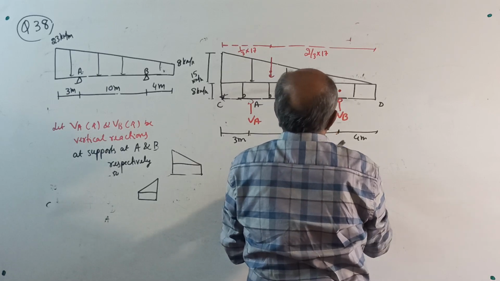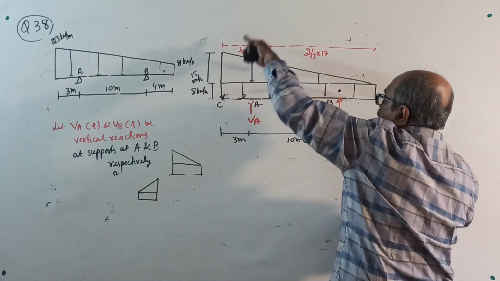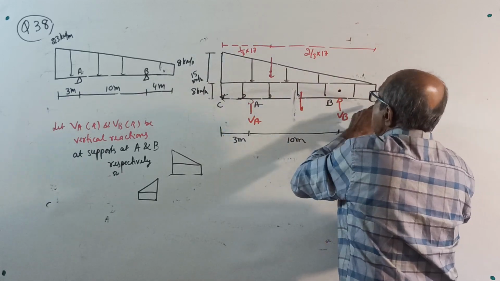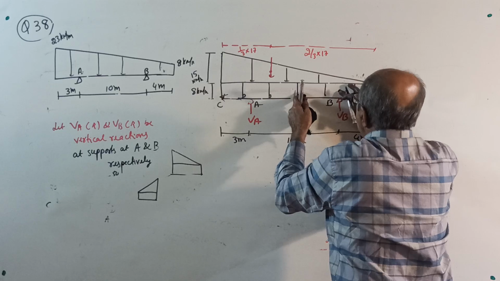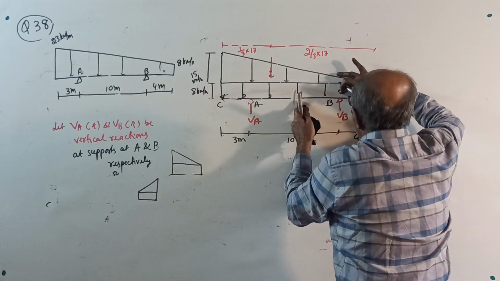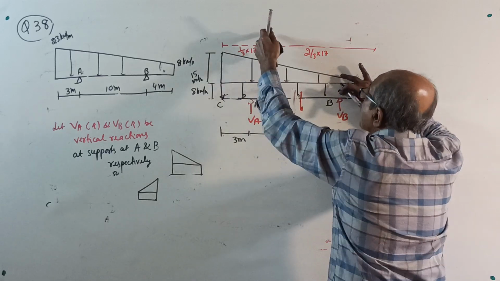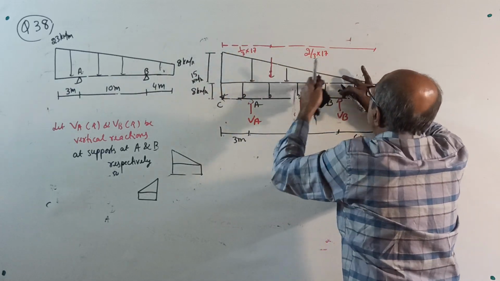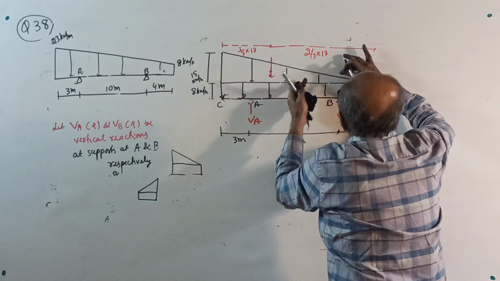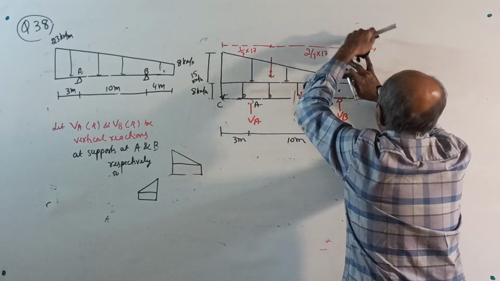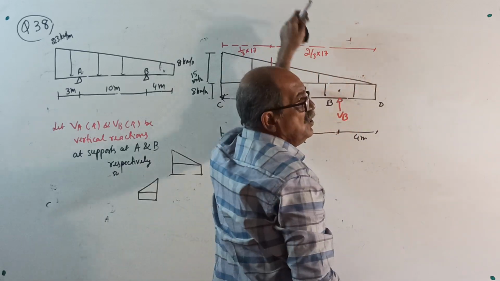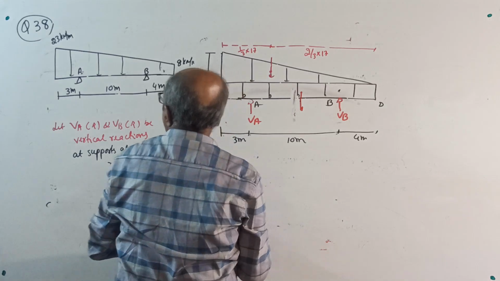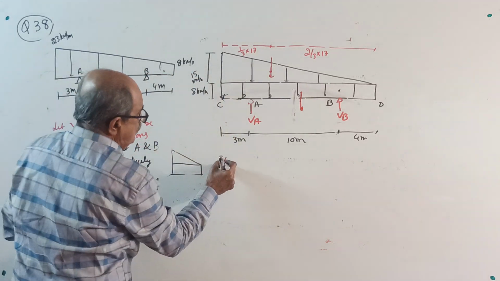Or if you take moment about B, work out. Take moment about B. Then plus VA into 10 minus UDL 8 into 17 is the total load into this distance you want. From here to here is 17/2 minus 4. Same way, half into 17 into 15 is the total load into this distance, from here to here, 2/3 of 17 minus 4 equal to 0. You get VA first, sigma V equals 0, same as last time, you get VB. Therefore, I will give the answer now.